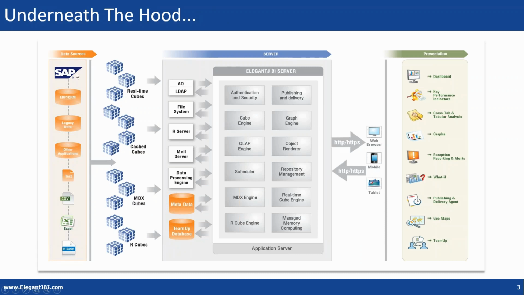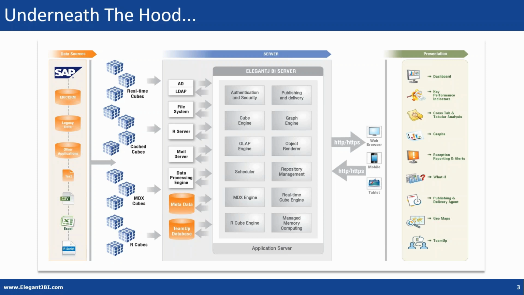On your left hand side you can see different data sources. From these data sources you can connect ElegantJ BI, and based on how you have structured the aggregation system you can build an R cube from an R server, an MDX cube, a cache cube, or a real-time cube, which is basically pulling data almost in real time. From that, the data is pushed into ElegantJ BI, which is a complete engine that allows you to run analytics, and which in turn you can use to build dashboards that you can view in a web browser, a mobile device, or a tablet.